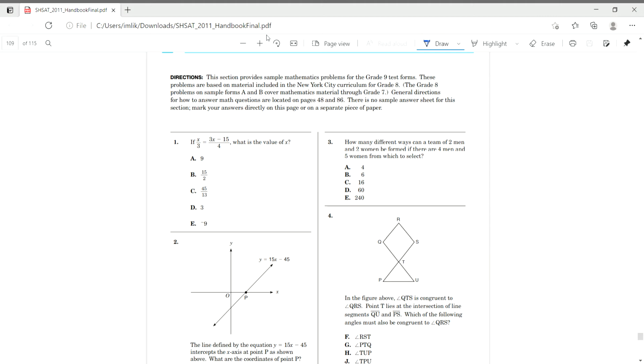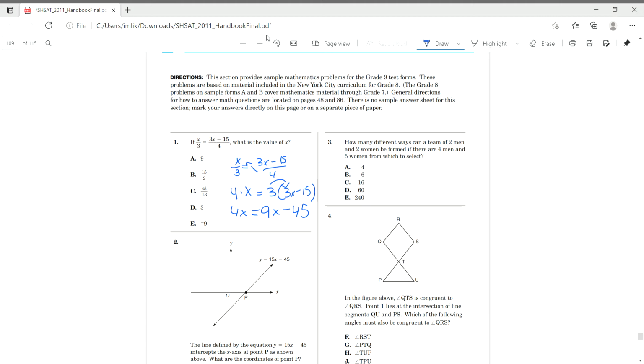Notice we have two fractions equal to each other, which means we can just cross multiply. So we write x over 3 is equal to 3x minus 15 over 4 and cross multiply. Now we have 4 times x, which is obviously 4x, equal to 3x minus 15, and then we distribute: 3 times 3x is 9x, minus 3 times 15, which is 45. Negative 45, my bad.